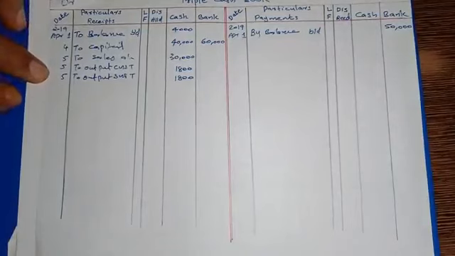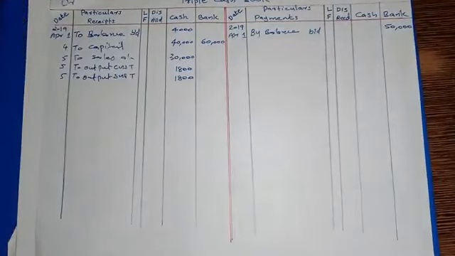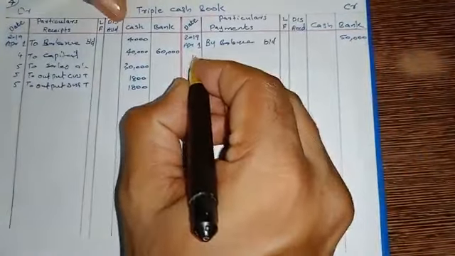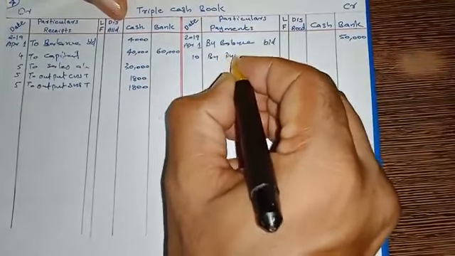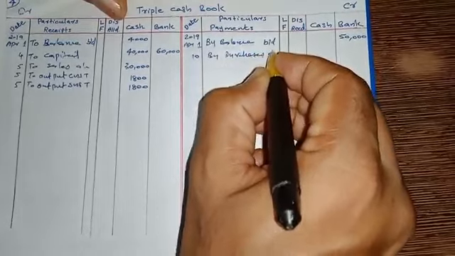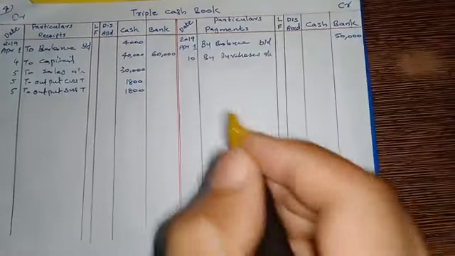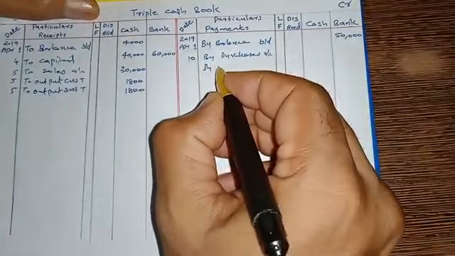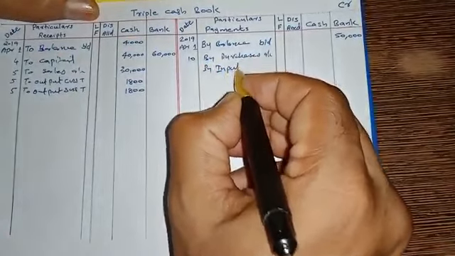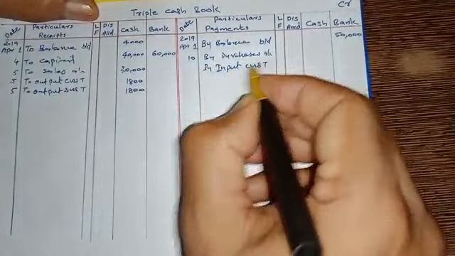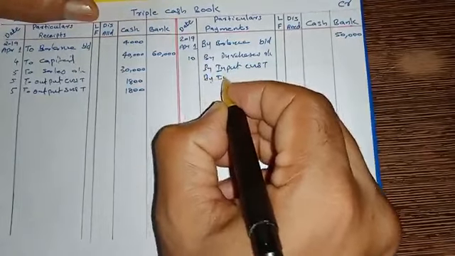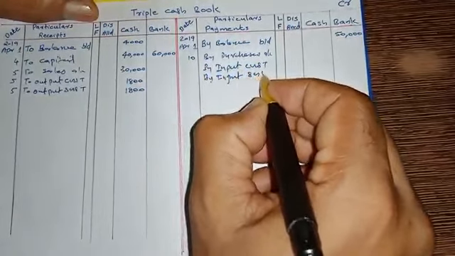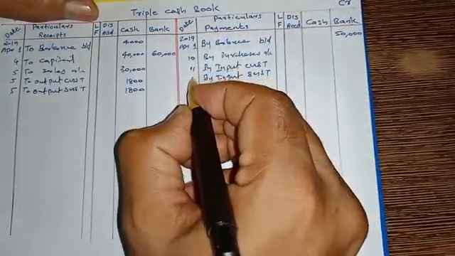Next one, on 10th, purchased goods rupees 55,000 plus CGST and SGST at the rate of 6% each, and issued a check for the same. So it is coming in the payment side. By purchases. By purchases account. By input CGST. By input SGST. Date is 10 only.